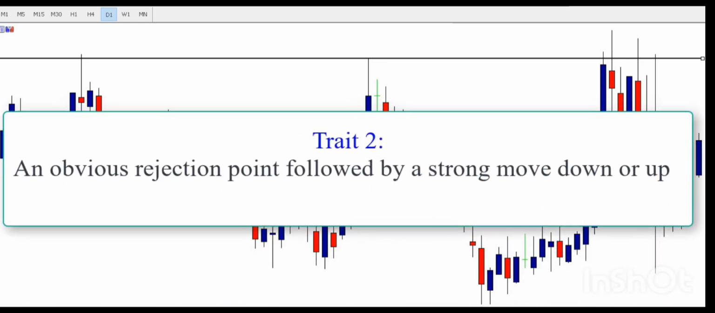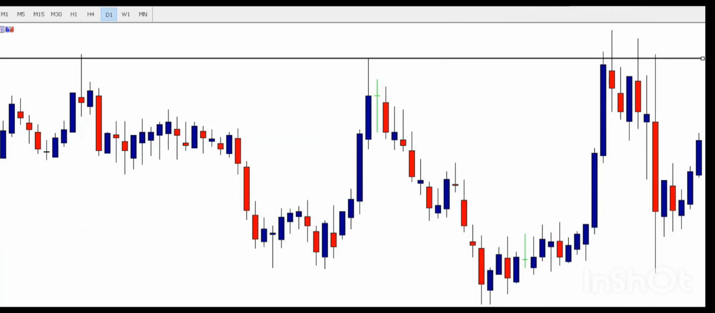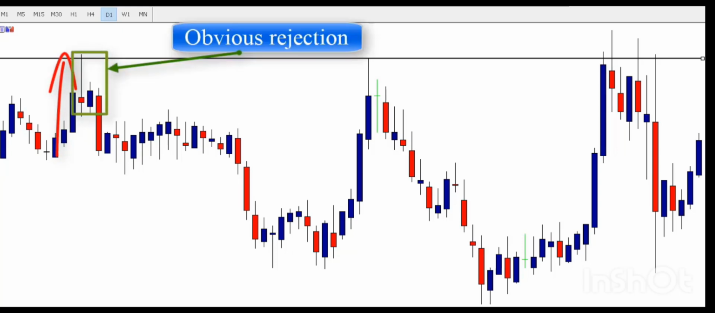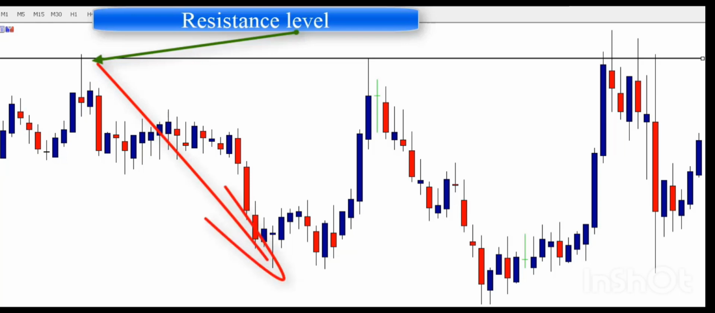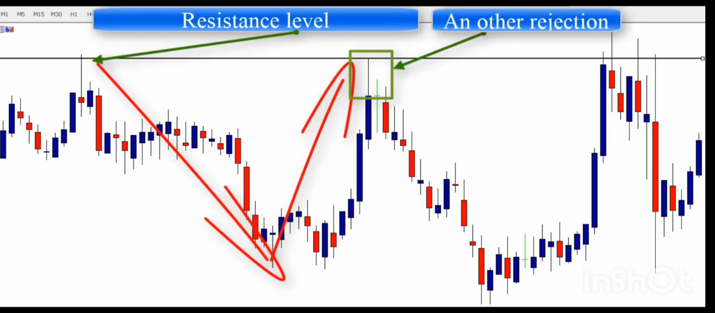An obvious rejection point is followed by a strong move down or up, depending on how the pin bar appears. When you see pin bars at the extreme low, it denotes a strong buy. And when you see an inverted hammer at the top, by the supply zone, it denotes a strong reversal towards the downside. So you have to use your eyes to spot all those things. It's very, very important.